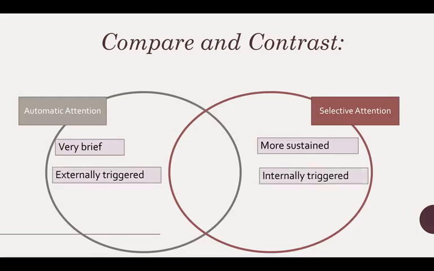The core difference between automatic and selective attention is how they're triggered. Automatic attention is triggered by an external stimulus. So clapping, lights flashing, loud noise, somebody tapping you, that triggers your automatic attention. It's something external that grabs your mental focus. Whereas selective attention is internally triggered. I am choosing to pay attention to some external stimulus.